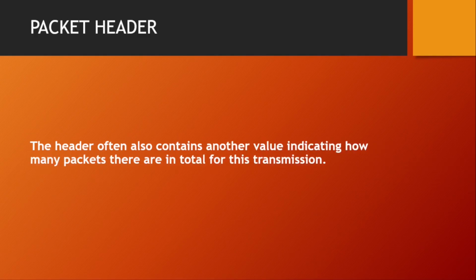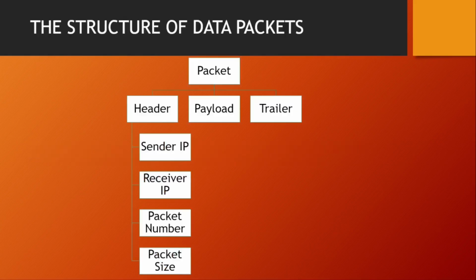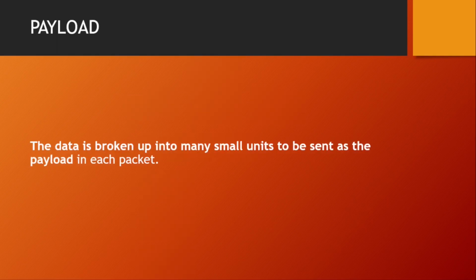The header often also contains another value indicating how many packets there are in total for this transmission. The payload consists of the actual data being sent in the packets. The data is broken up into many small units to be sent as the payload in each packet. The data is usually about 64 kilobytes in size.